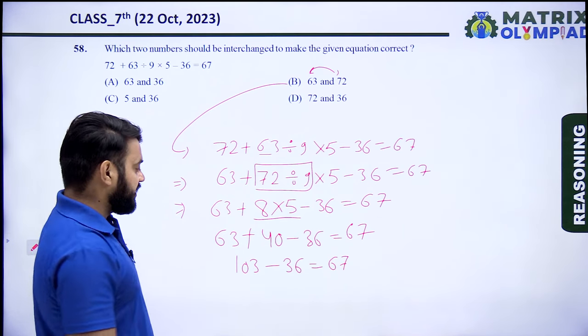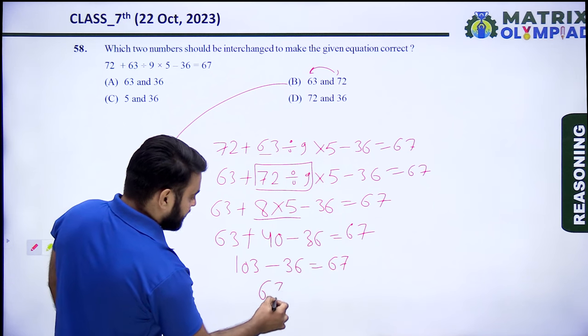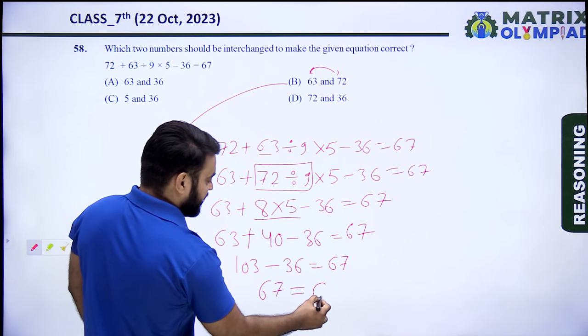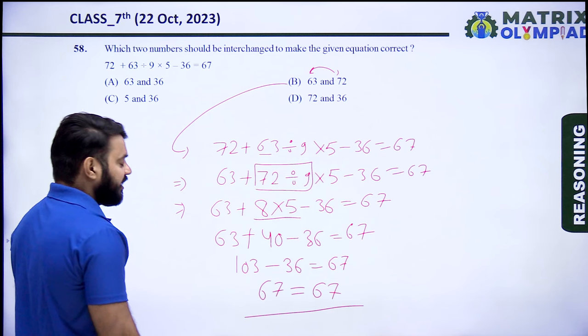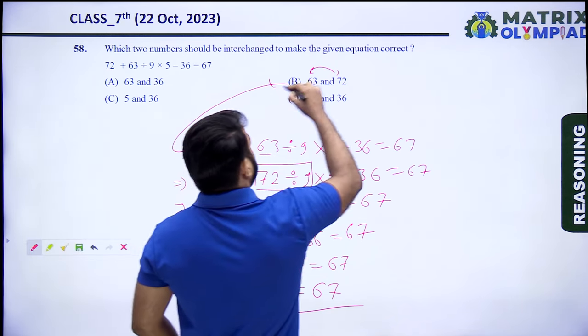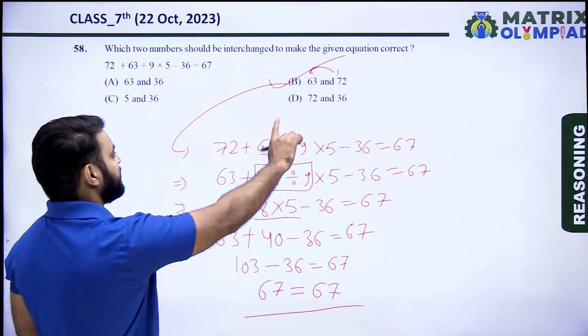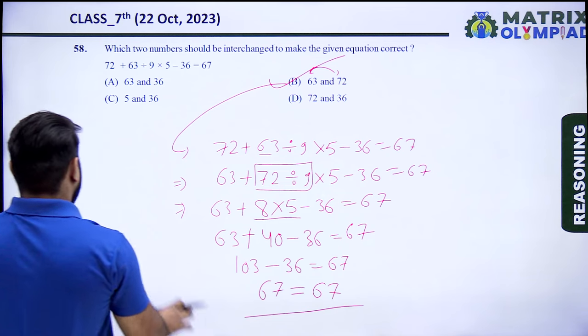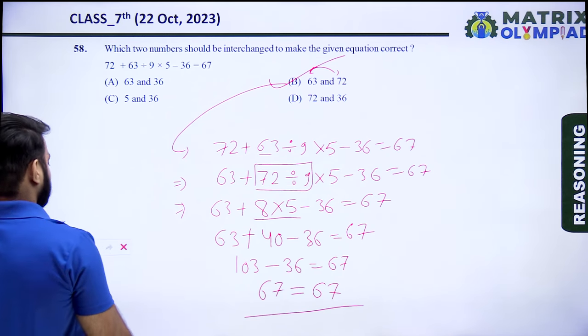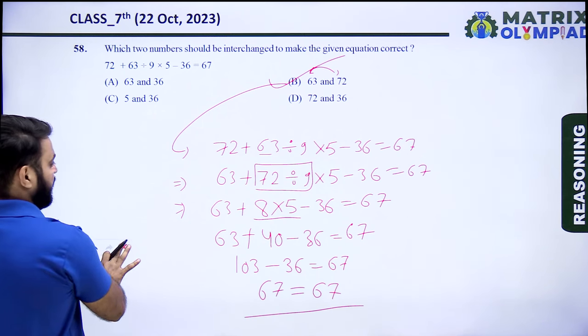103 minus 36 means 67. So 67 is equal to 67. Yes, it means option B is the correct answer of this question. So interchange the 63 and 72, then we get the correct answer in the given expression. Now, let's move on to the next question.